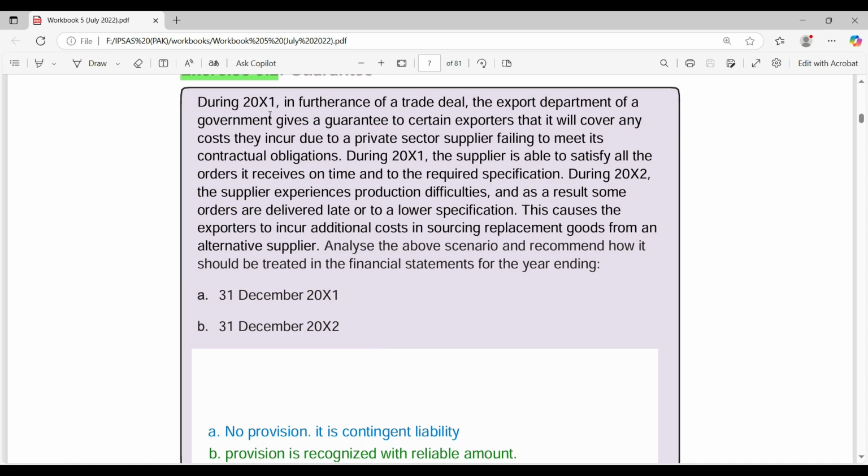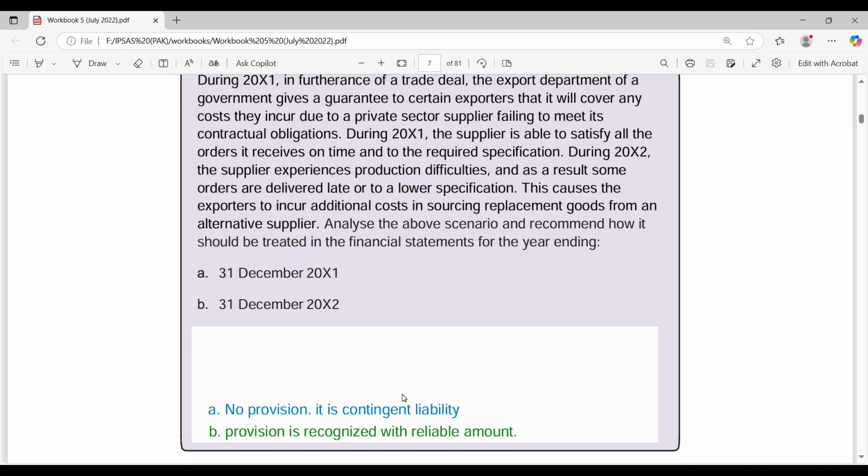The government department that gives a guarantee needs to recognize a provision in the financial statement and fix a reliable amount. The loss occurs in the provision of the goods. Against that, a provision needs to be recognized in the financial statement.